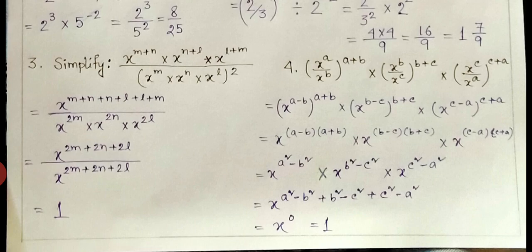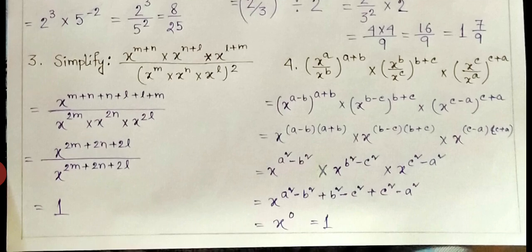The next line, the numerator is equal to x to the power 2m plus 2n plus 2l, and the denominator, here also the bases are the same, so the base remains the same and the powers are added, and you can see the numerator and the denominator are both equal, so this is equal to 1.